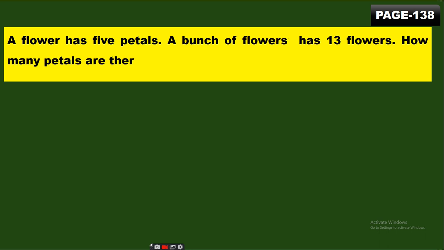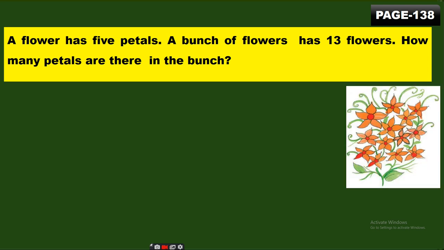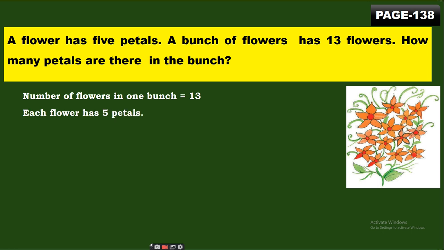Page number 138. A flower has 5 petals. A bunch of flowers has 13 flowers. How many petals are there in the bunch? So here a bunch of flowers is given, and a bunch has 13 flowers and one flower has 5 petals. So the number of flowers in one bunch equals 13, and each flower has 5 petals. So total petals in the bunch equals 13 multiplied by 5.